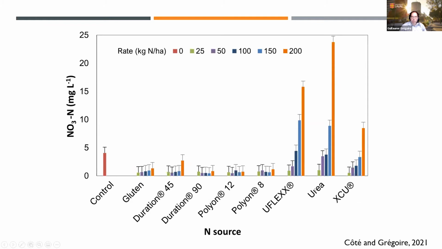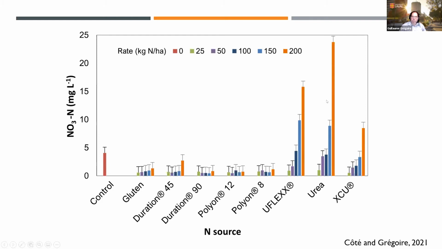However, sources like urea, which is not really used by itself on turfgrass, anyway not alone, did result in higher losses. Same thing with XCU, which is sulfur and polymer coated urea, and Uflex, that's stabilized N. So basically it's just urea coated with a small amount of urease inhibitor and nitrification inhibitor. So it's an enzyme inhibitor that will slow down the conversion of urea to ammonium and then to nitrate.